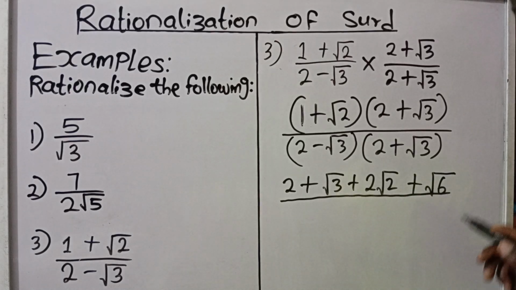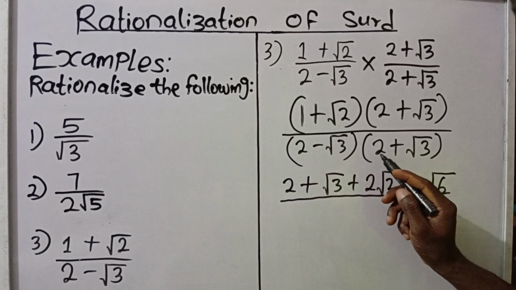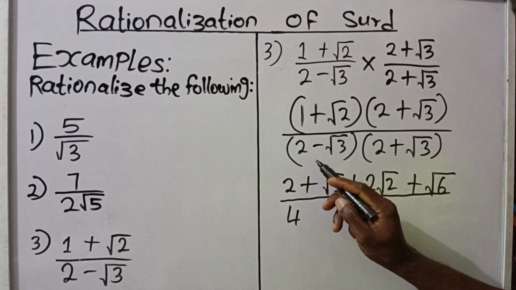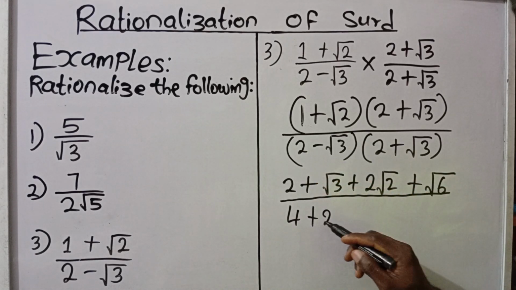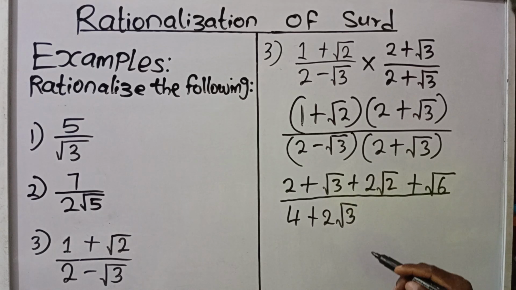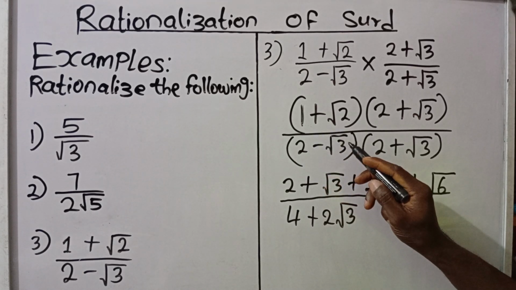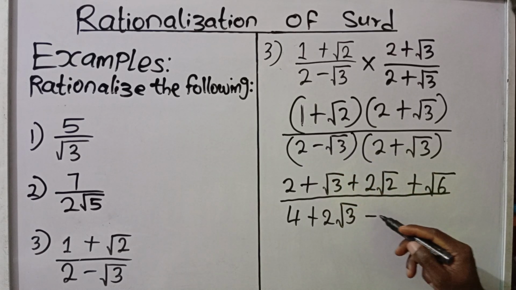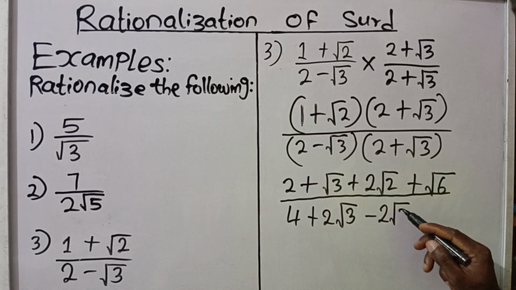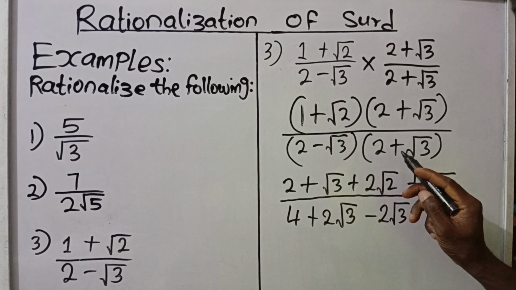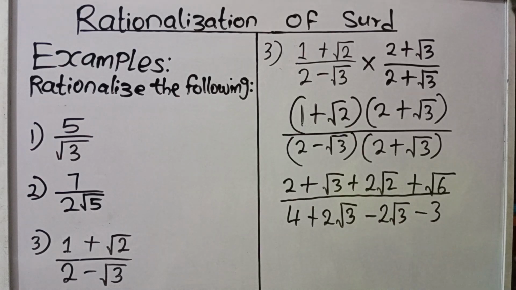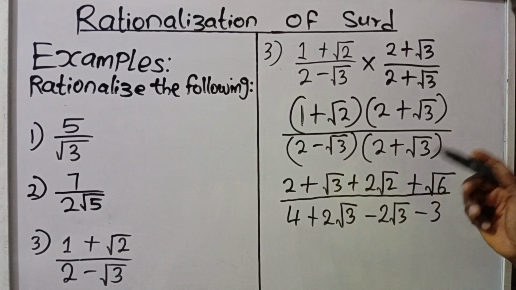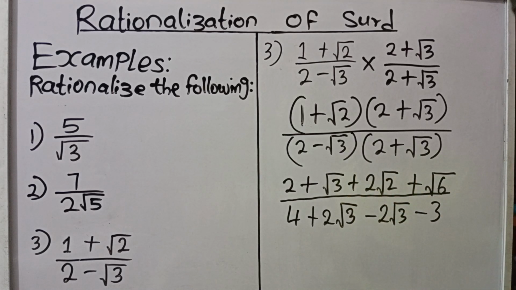Then all over, let's expand this. 2 multiply 2 will give us 4. Then 2 multiply plus root 3 will give us what? Plus 2 root 3. Then it's now the turn of minus root 3. Minus root 3 multiplied by 2 give us minus 2 root 3. Then minus times plus will give us minus. Then root 3 times root 3 will give us 3. Remember that root 3 times root 3 is supposed to give us root 9, of which the square root of 9 is 3. That's why we have it this way.